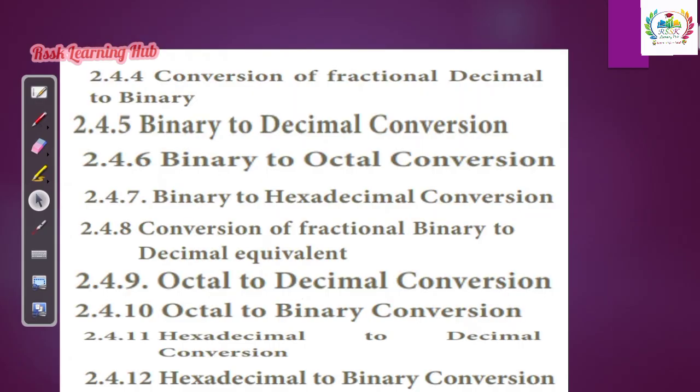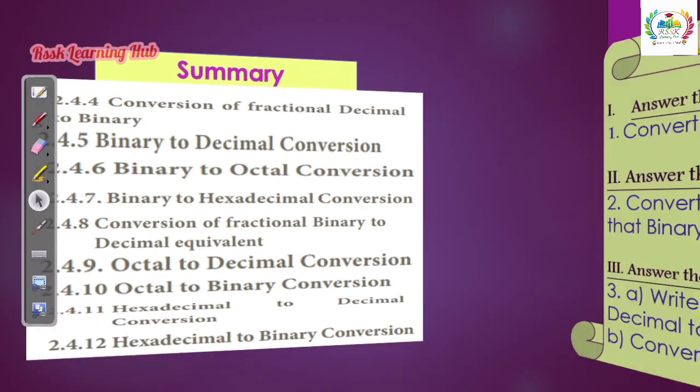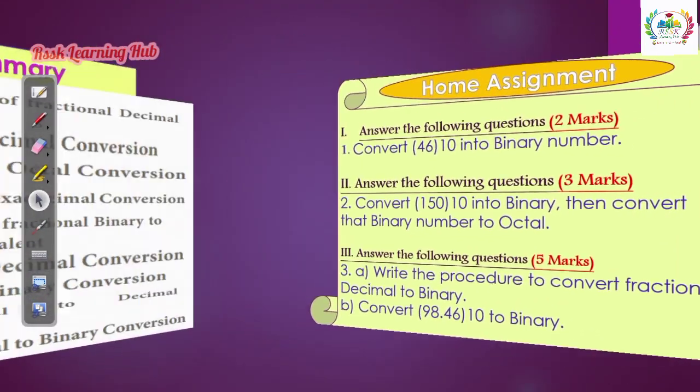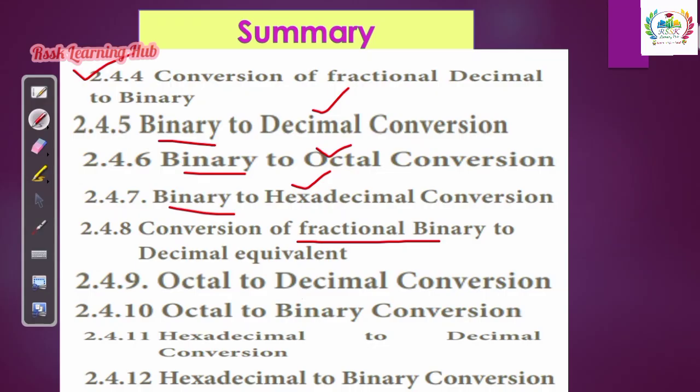Moving to the summary part, we saw various conversions. One is the conversion of fractional decimal to binary. Next, binary to decimal, binary to octal, binary to hexadecimal, then conversion of fractional binary to decimal equivalent. Next, octal to decimal, octal to binary. Next, hexadecimal to decimal, hexadecimal to binary.